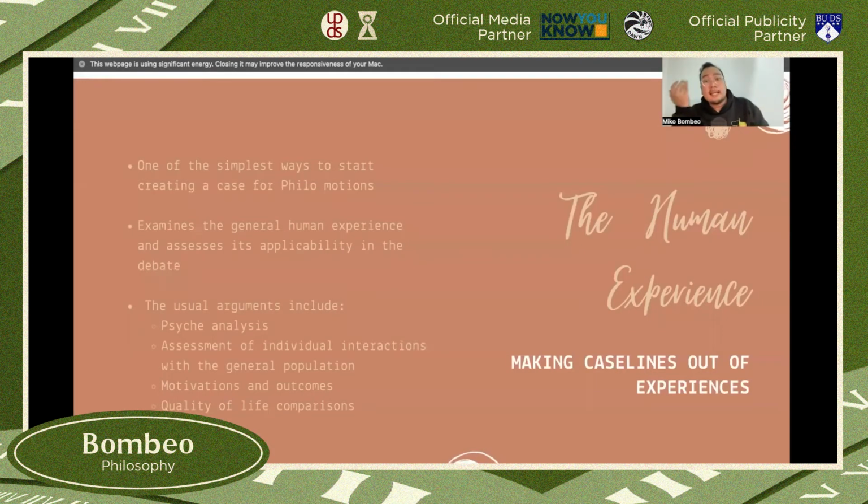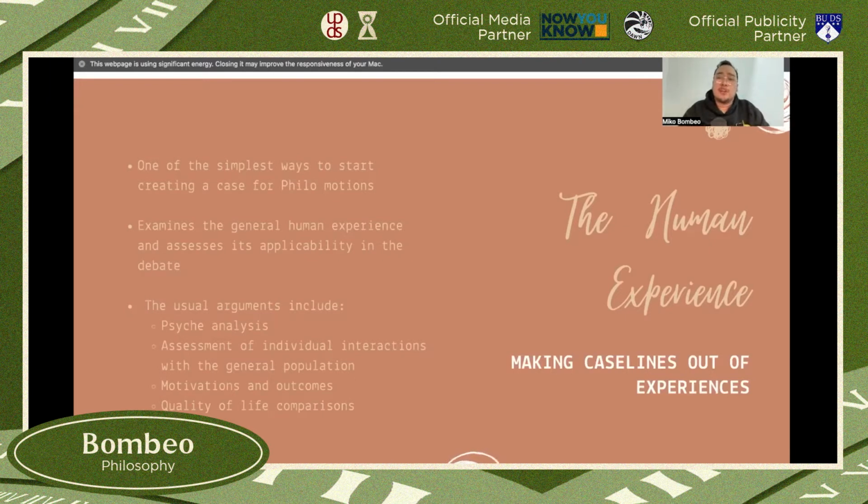Okay, so the next slide is the first tip, the first discussion that I'll be talking about for philo motions specifically. I'll be talking about the human experience and how we can make case lines out of these experiences. I think this is one of the simplest ways to start creating a case for philo motions, because in line with the creation of philo motions in the first place, where it's all introspection and analysis of the human experience, the best way to create a case out of it is through examining the general human experience and assessing its applicability in the debate.